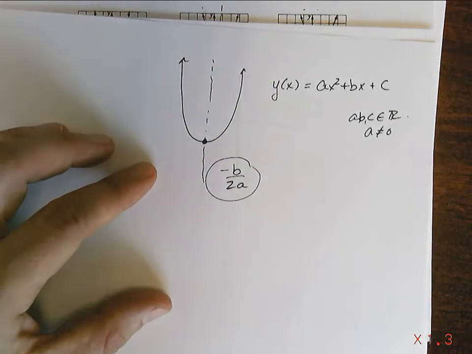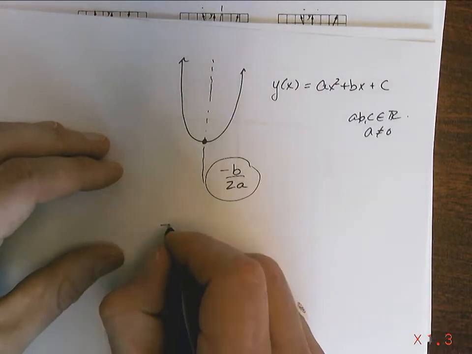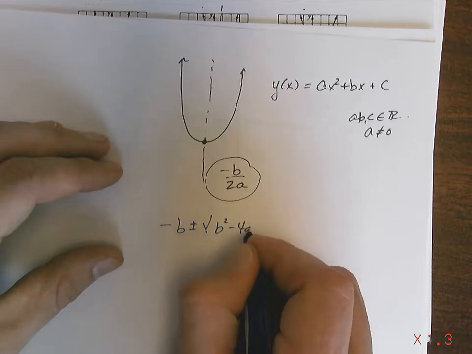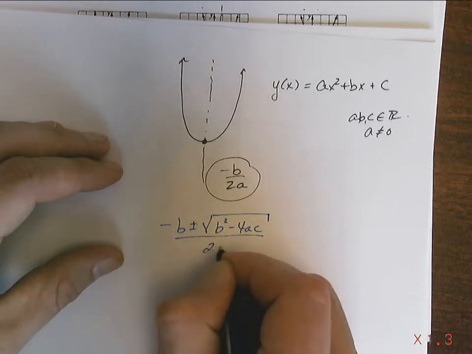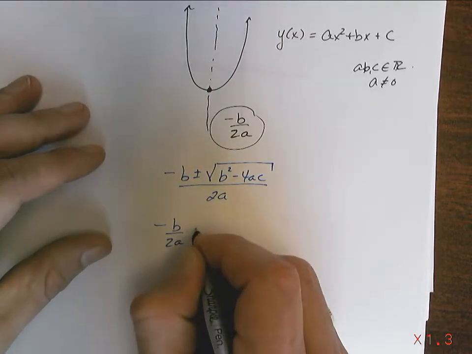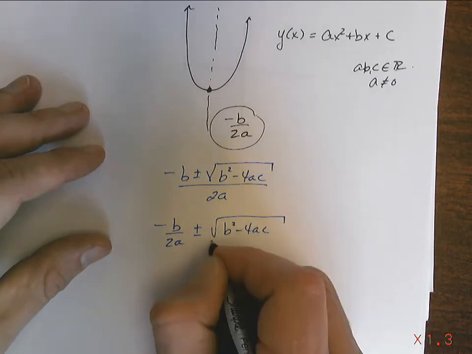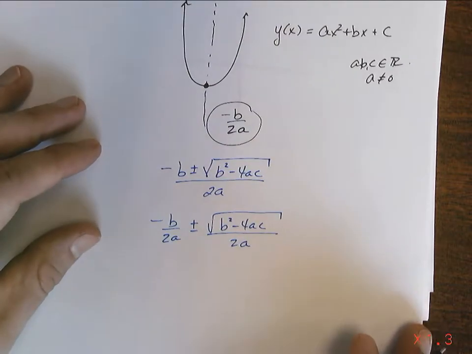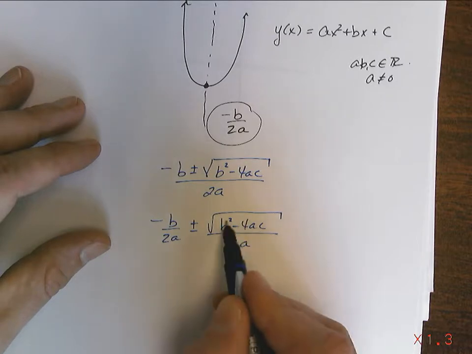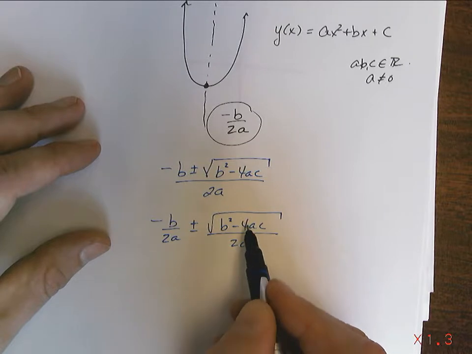Now let's think for a minute. If I have the quadratic formula that looks like this, negative b plus or minus the square root of b squared minus 4ac, over 2a, and if I break that up into fractions, negative b over 2a plus or minus the square root of b squared minus 4ac over 2a, let's think of what happens with this discriminant. If this discriminant is 0, then it's going to be 0 over a number. Remember, a cannot equal 0. So it's going to be 0 over a number.